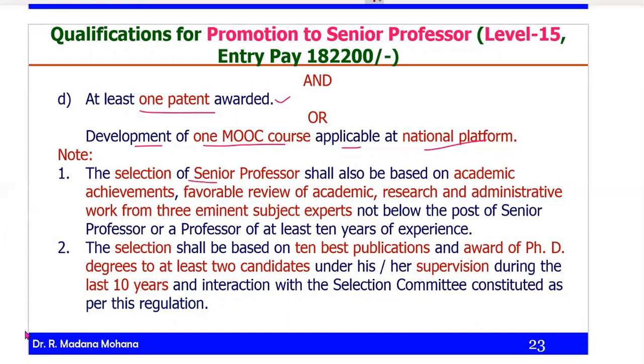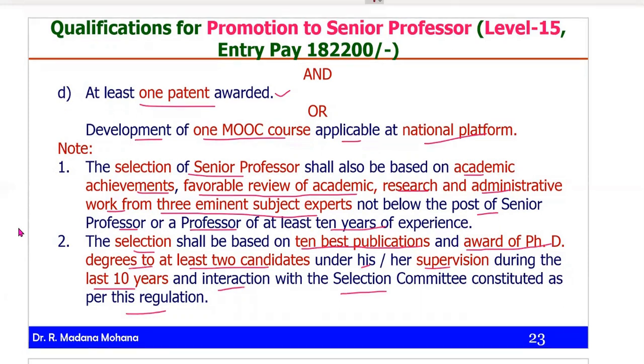The selection of senior professor shall also be based on academic achievements, favorable review of academic, research and administrative work from three eminent subject experts, not below the post of senior professor or professor of at least 10 years of experience. Then the selection shall be based on the 10 best publications and award of PhD degrees to at least 2 candidates under his or her supervision during the last 10 years, and interaction with the selection committee constituted as per this regulation. So these points need to be considered for promotion to senior professor.